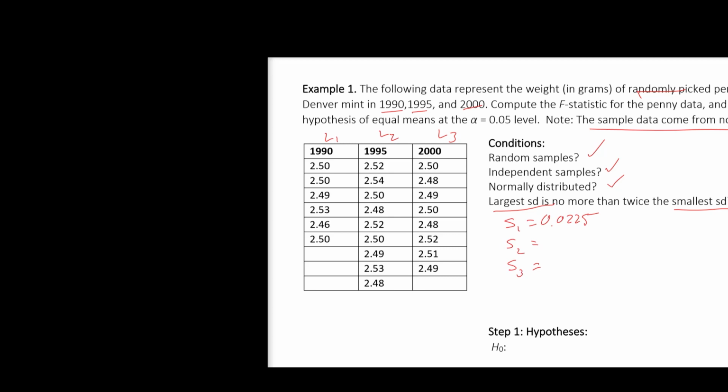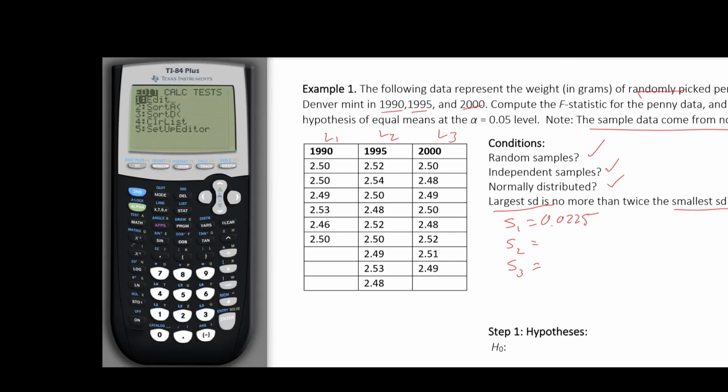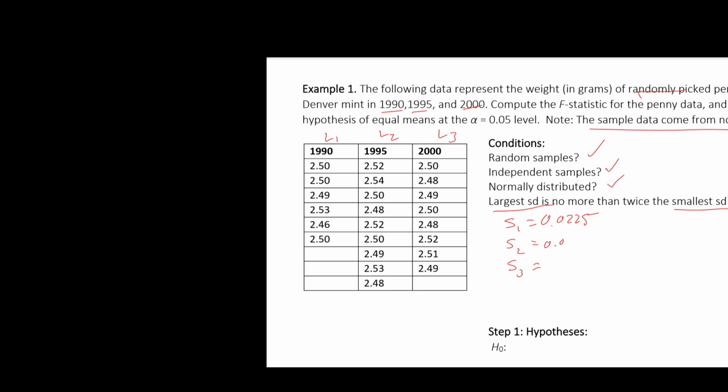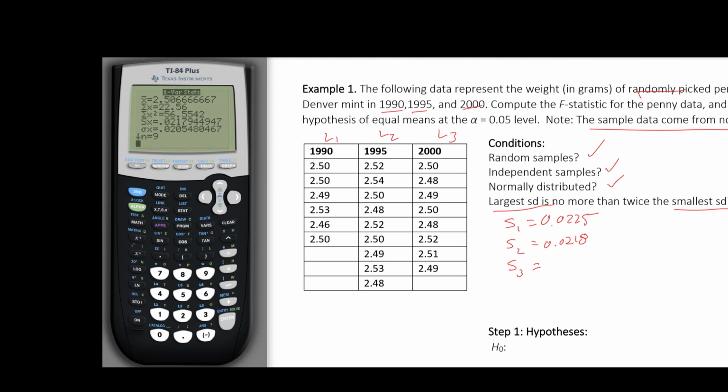So our data is already in there. We just have to go to Stat again, Calc, One Var Stats. Now change that list 1 to list 2. Calculate. Again, I'm looking at the sample standard deviation, 0.021, I guess 8 if I'm rounding. Let's go ahead and do that again. Stat, Calc, One Var Stats. Let's change that to L3 now. And let's calculate. And what do we get here? 0.0141.